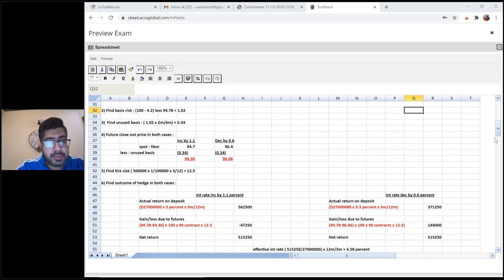Anjali, 3 by 12 is fixed in tick size because the contracts expire after every 3 months and it's a 1 year period. Ioni, the interest rates increase by 1.1 become 5.3 and decrease by 0.6 become 3.6. But you can't invest money at 5.3 and 3.6. You can invest at 30 basis points, 0.3% less. So 5.3 less 0.3, it's 5, and 3.6 less 0.3, it's 3.3.